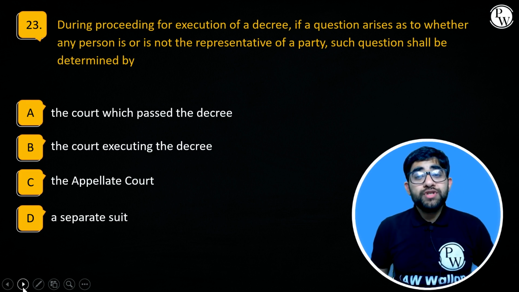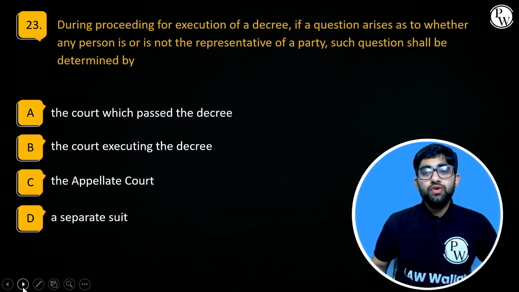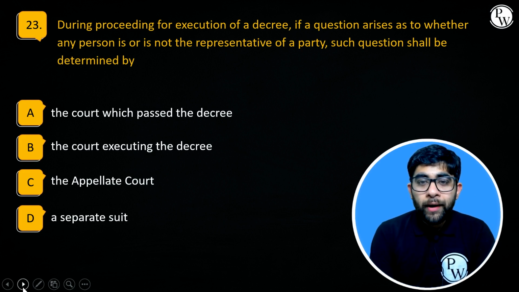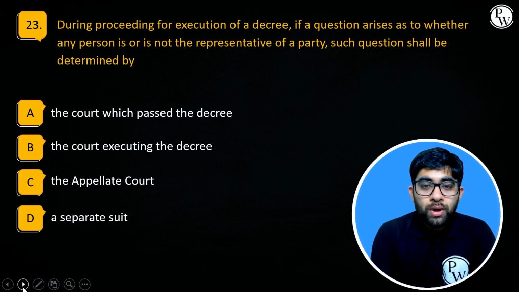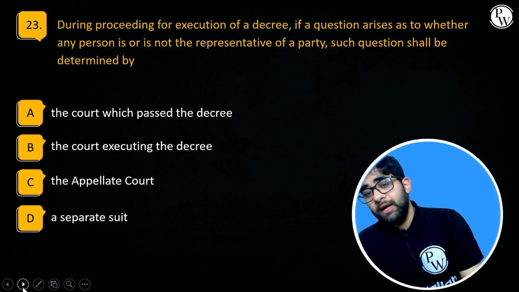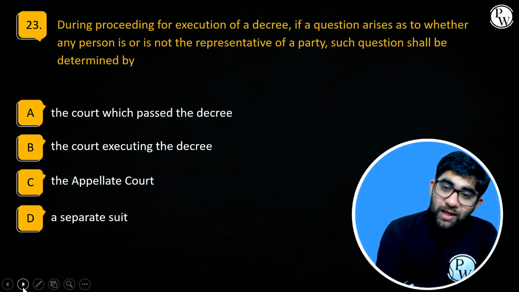Next, during proceedings for execution of a decree, if a question arises as to whether any person is or is not the representative of a party, such question shall be determined by the court which passed the decree, the court executing the decree, the appellate court, or a separate suit is to be filed. Now, this has to be determined by the court executing the decree.